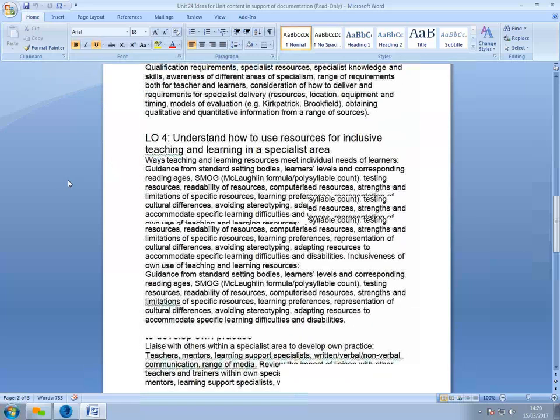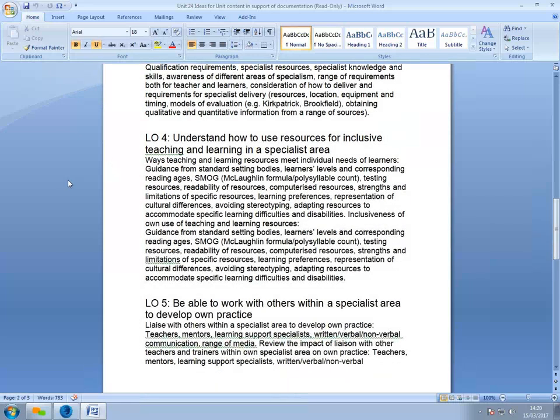Learning objective 4. Understand how to use resources for English teaching and in the learning and specialist area. Ways teaching and learning resources meet individual needs of learners. Guidance from standard setting bodies, learners, and corresponding reading aids. Polysyllable, etc. Testing resources, readability.